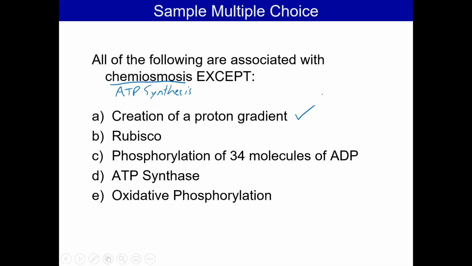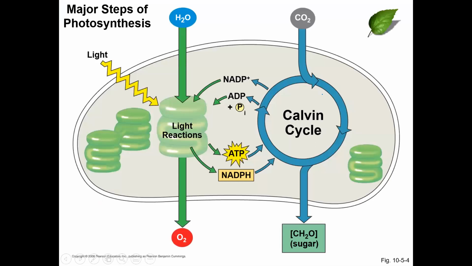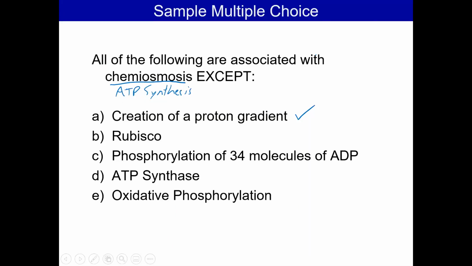Rubisco, what is going on with Rubisco? That's my previous slide. Remember, it happens right here. There's no ATP being produced there at all. So that one is incorrect. Phosphorylation of ADP, that's making ATP. ATP synthase makes ATP. Oxidative phosphorylation makes ATP. So the correct answer here is B. Rubisco has nothing to do with ATP at all.